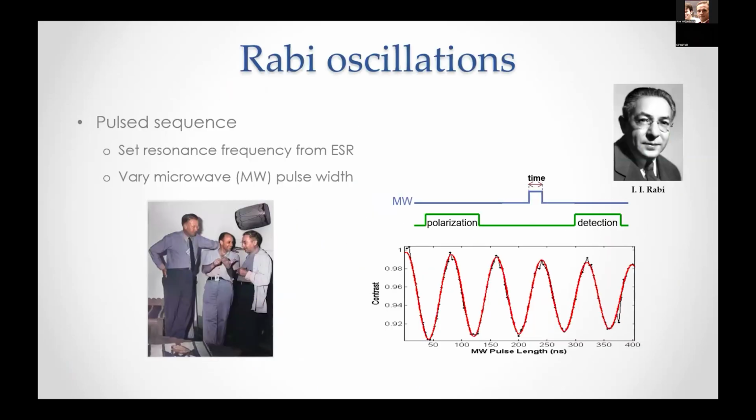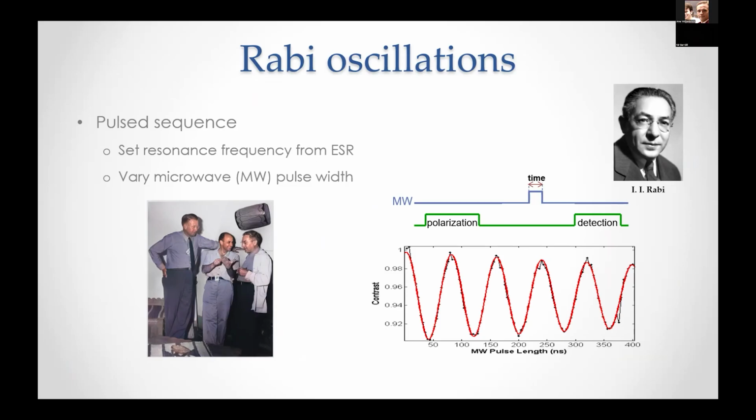But that's too simple. So let's move on to pulsed experiments. Once we've identified the resonance of our transition, we can park our microwave at that frequency and then run a pulsed experiment where we first initialize our spin to 0 using green light. Then we apply a pulse of microwaves at that frequency, but we vary the duration of that microwave pulse. And then again, we apply green light just to detect, to measure the spin state. And the experiment looks like this.